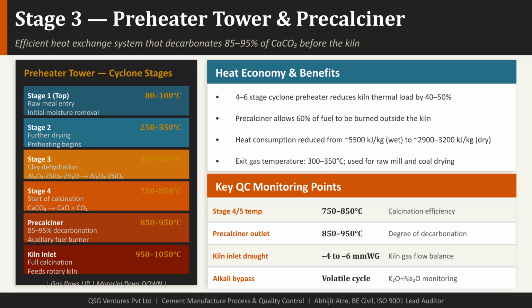Stage 3 introduces the preheater tower and pre-calciner, an efficient heat exchange system. The preheater tower has several cyclone stages for gradual heating, drying, and clay dehydration. The pre-calciner achieves 85 to 95% decarbonation. Key QC monitoring points include temperatures, kiln inlet draft, and alkali bypass to maintain efficient operation and product quality.